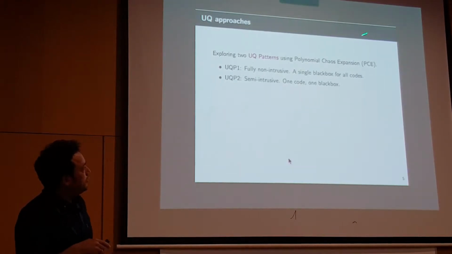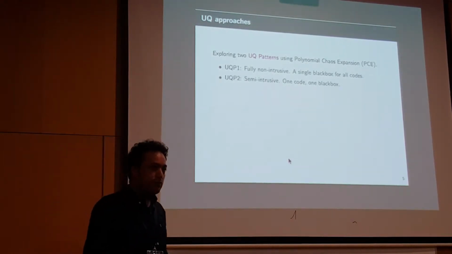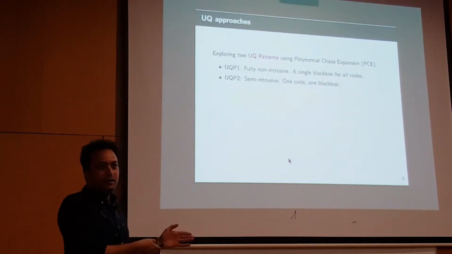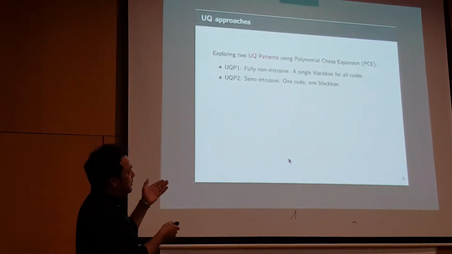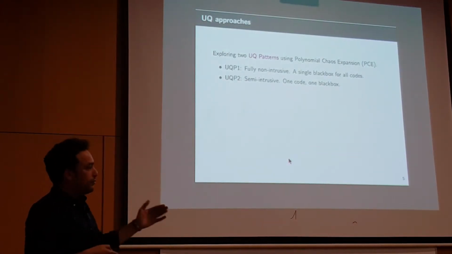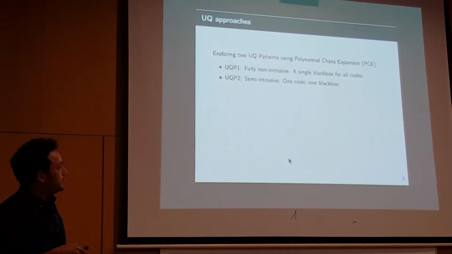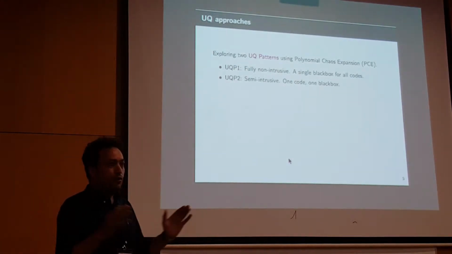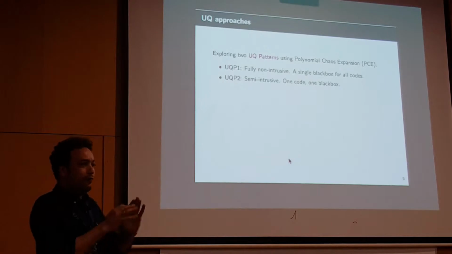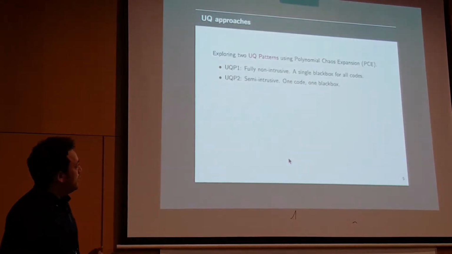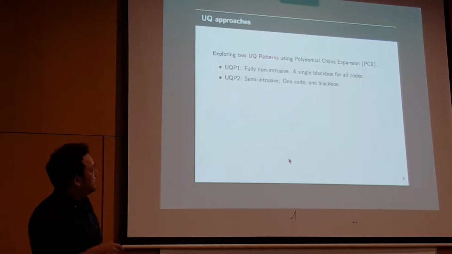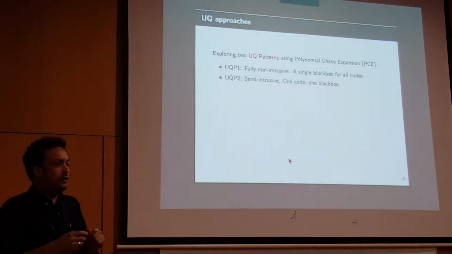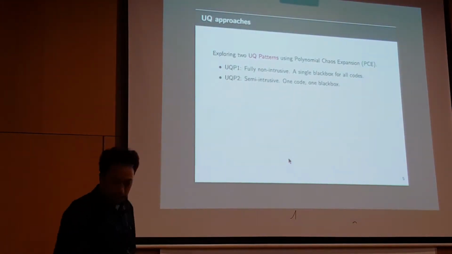So how do we want to quantify uncertainties? Well, we will use polynomial chaos expansion, because we don't want to modify the codes, just treat them like black boxes. It's a very complicated code in production. So we start using PCE, but we have two approaches. The first one is the fully non-intrusive method, a single black box for all codes. So here we have one black box for the three codes. The second approach is the semi-intrusive one, where each code is like one black box.